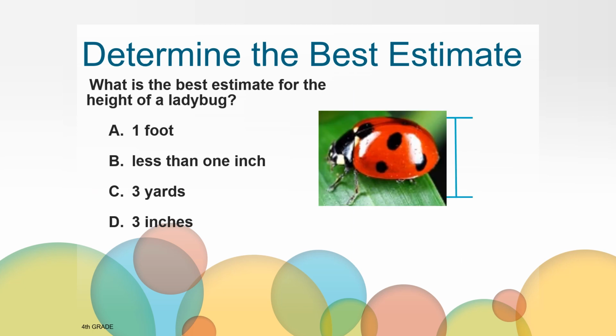What is the best estimate for the height of a ladybug? A, 1 foot. B, less than 1 inch. C, 3 yards. D, 3 inches. The best estimate for the height of a ladybug is less than 1 inch.